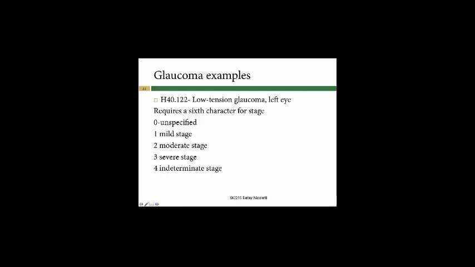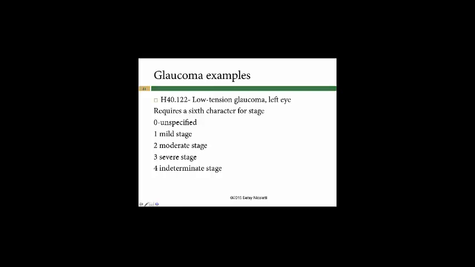0 is unspecified. We would try not to use that. 1, mild, 2, moderate, 3, severe, and 4, indeterminate. Unspecified is when we're coding and we don't know what the stage is because it's not in the documentation, and for some reason we don't query the provider. Indeterminate is when the physician doesn't determine the stage.